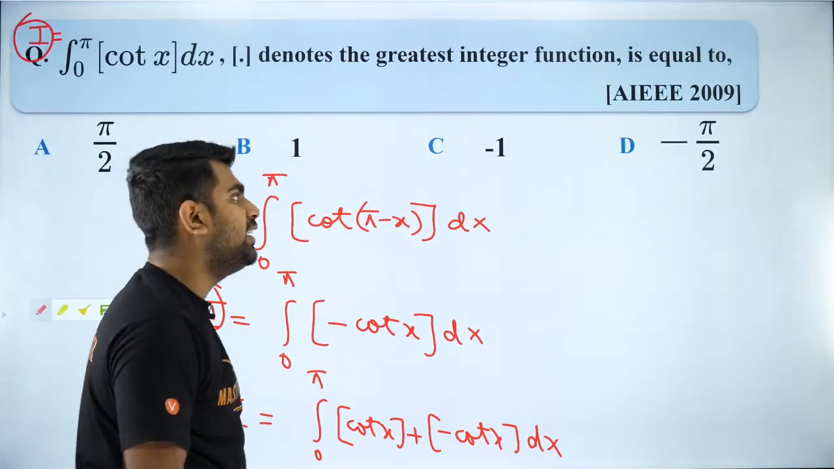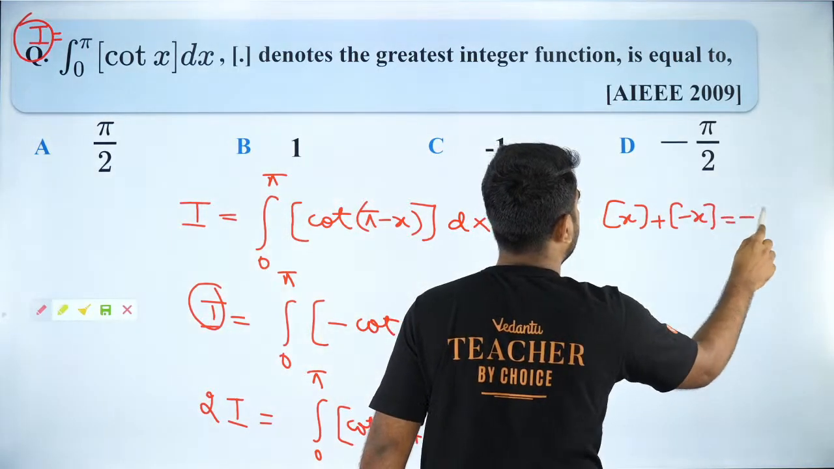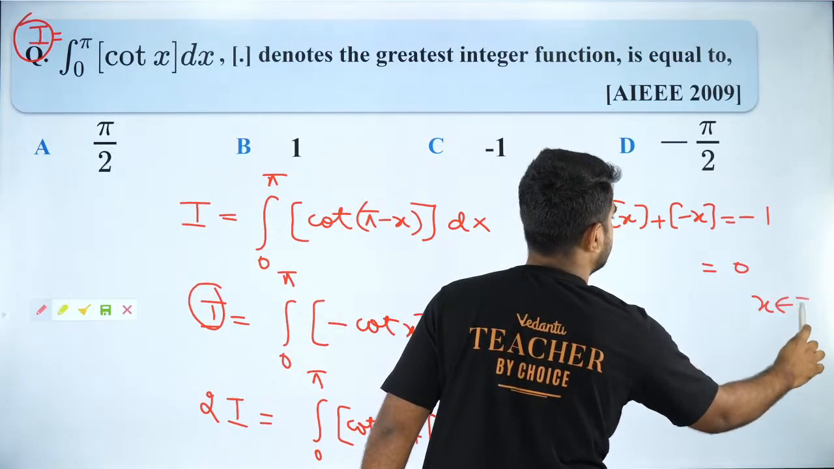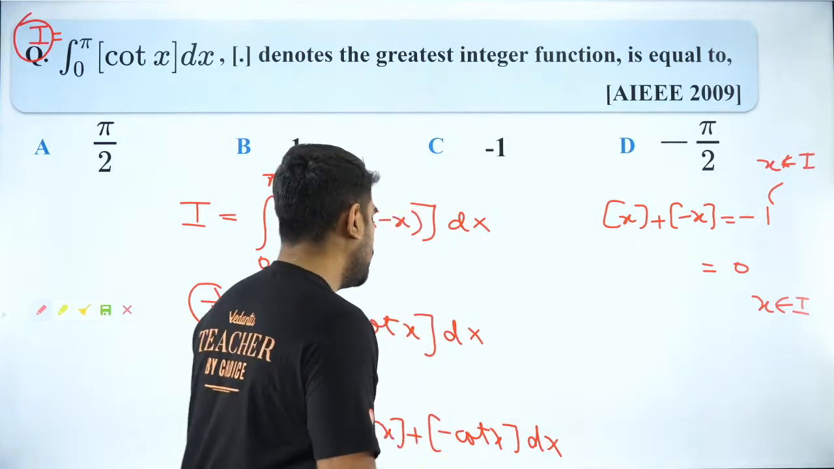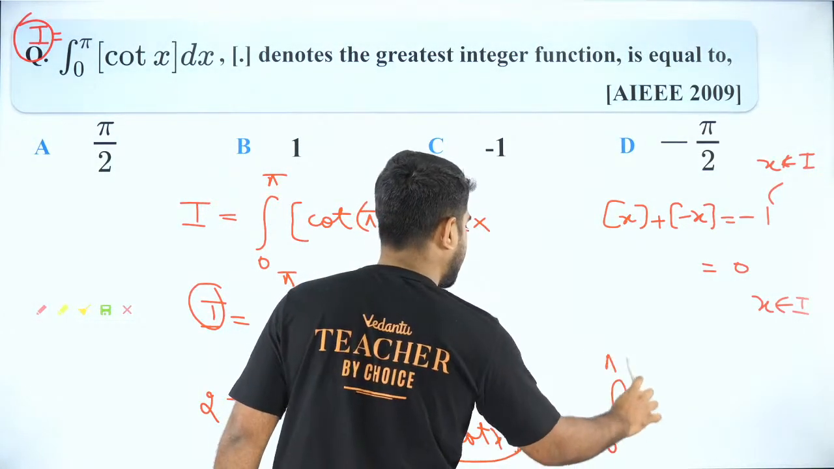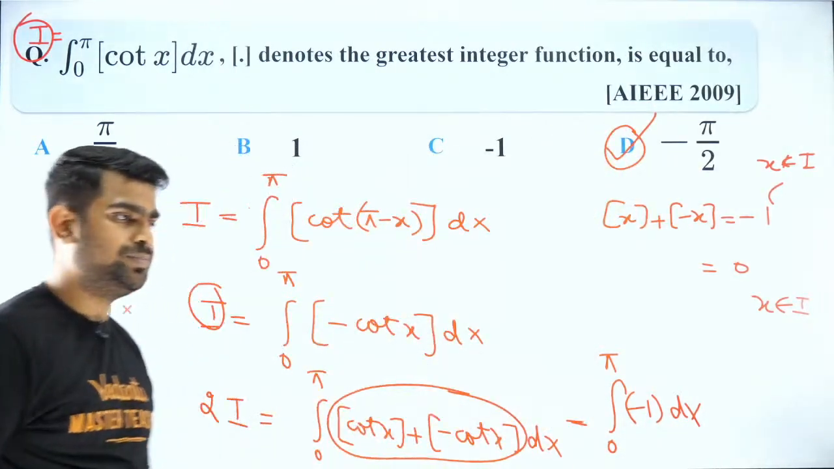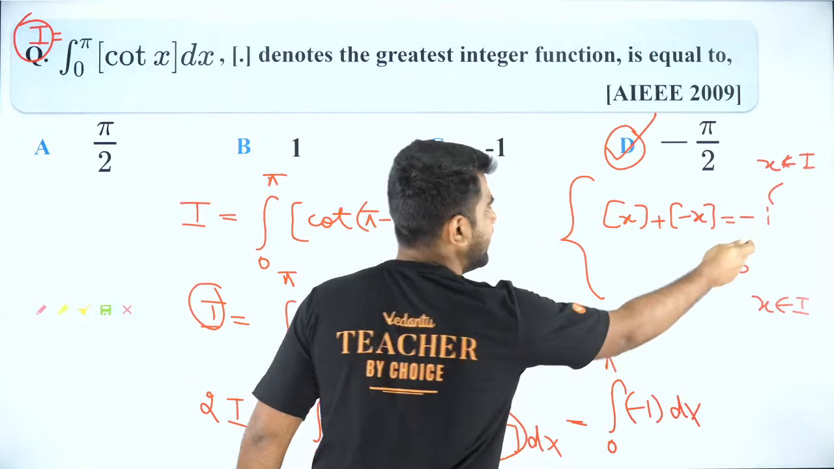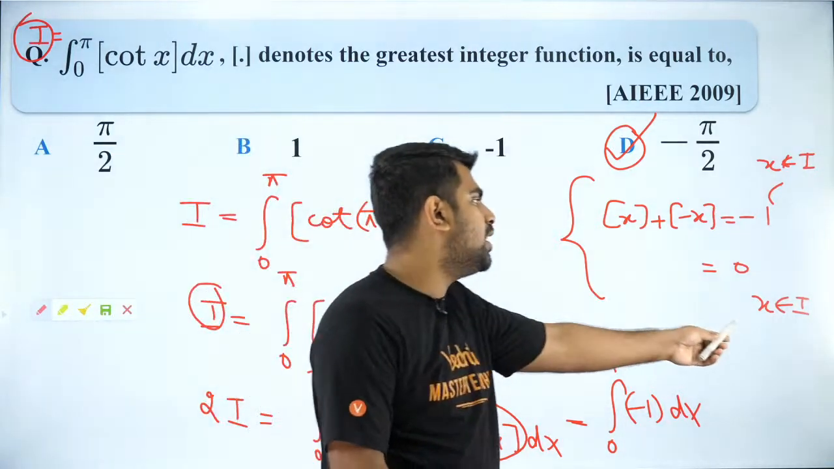Again, you guys are learning something interesting. So guys, GIF of x plus GIF of minus x is always equal to minus 1 or 0. It is 0 when x belongs to integers and minus 1 when x does not belong to integers. So this I will equate to minus 1. So it will be integral 0 to pi of minus 1 dx. So that is why the answer is option D. Are you all clear? Did you guys know that? That is a nice property. GIF of x plus GIF of minus x is minus 1 when x does not belong to integers, and when x belongs to integers it will be 0.